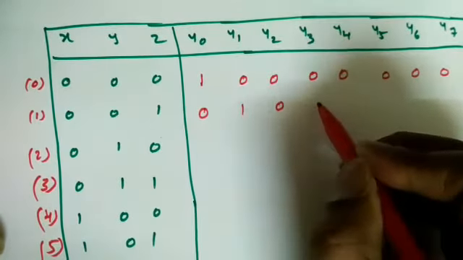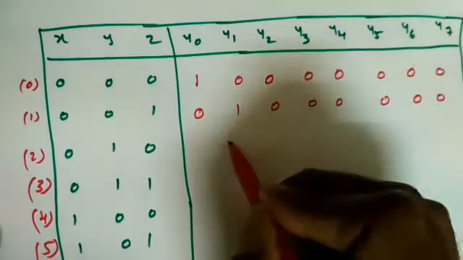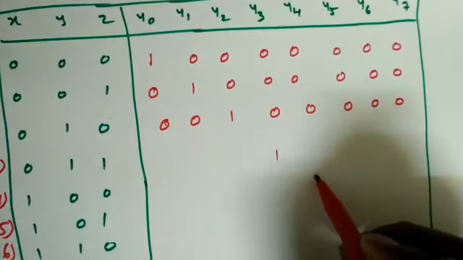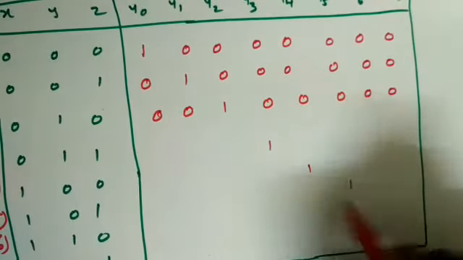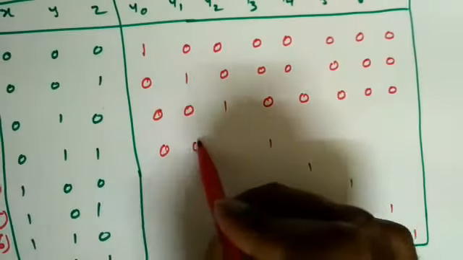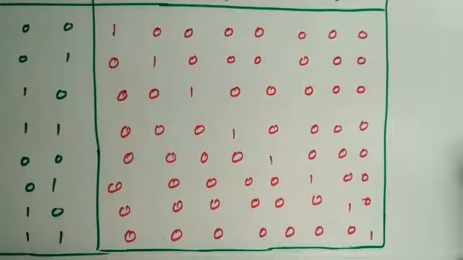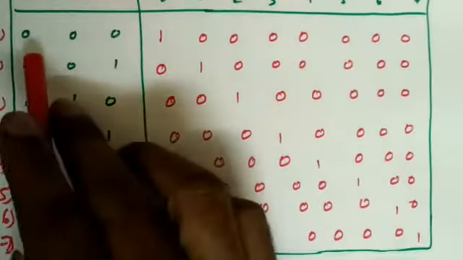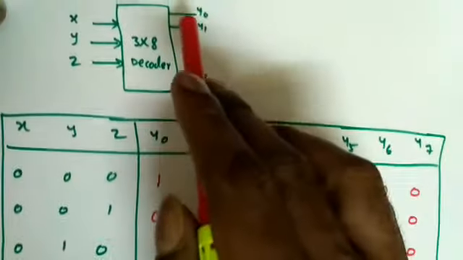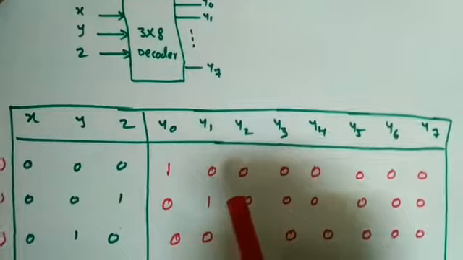So 0, 1, all zeros, right? Similarly 2, so 0, 0, 1 and so on. So what I do is, 2 means here, 3 means here, 4 means here, 5 means here, 6 means here, and 7 means the last one. The remaining are all zeros, so we can make it like this. We have to fill the truth table like this. So the corresponding decimal number and subscript we have to see, and we have to place ones. Whenever the outputs are active low, we have to place the bubbles in front of the output terminals.